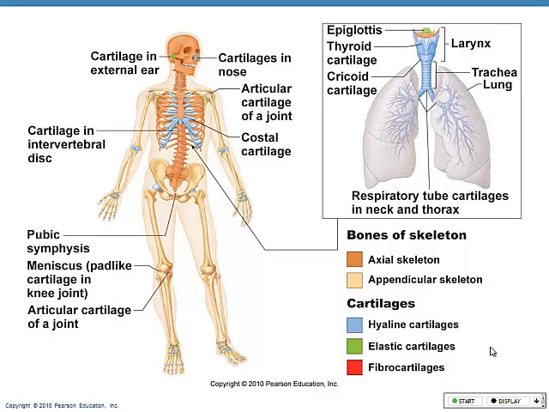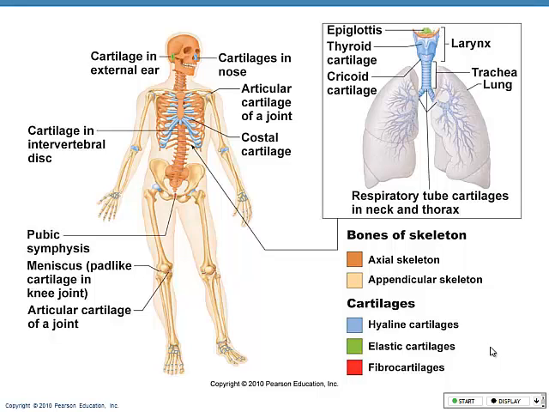Then we also have respiratory cartilage, the larynx, the voice box. That's cartilage in that area. You know your Adam's apple? Is that bone? It's cartilage. It's real thick cartilage that surrounds your vocal folds. And then we have nasal cartilage. Where's that? Yeah, up in the nose.